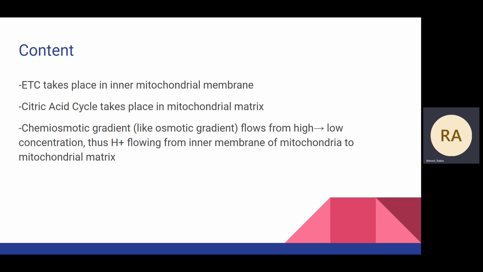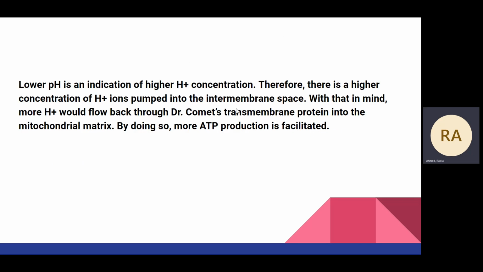Okay, so the electron transport chain takes place in the inner mitochondrial membrane, and the citric acid cycle takes place in the mitochondrial matrix. So the chemiosmotic gradient is just like how the osmotic gradient works. It flows from high to low concentration. This is why the hydrogen ions are flowing from the intermembrane space of the mitochondria back into the mitochondrial matrix, like they were back here with Dr. Comet's transmembrane, because there was a higher concentration in the intermembrane space, so then it went back into the mitochondrial matrix.